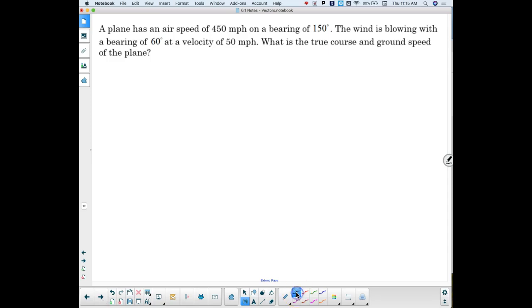So, you've got the plane. The plane has a bearing of 150 degrees. That means that is down here. Agree? So the plane is going down like this to the southeast.